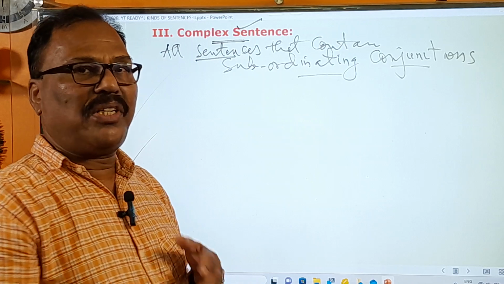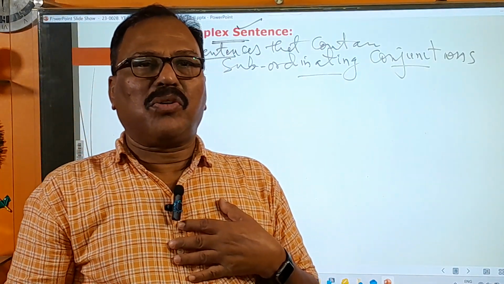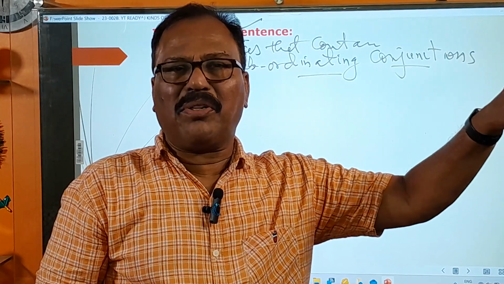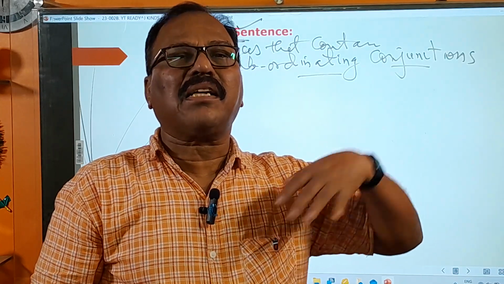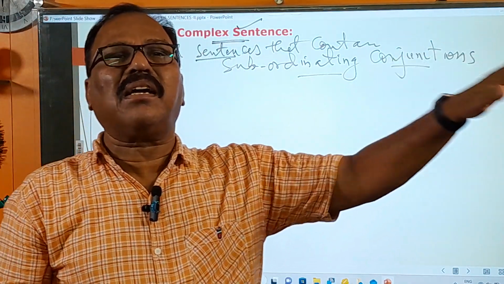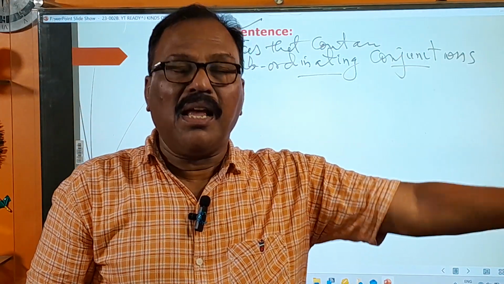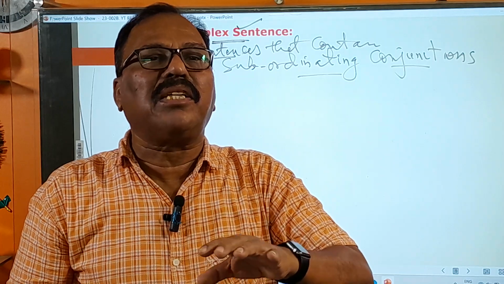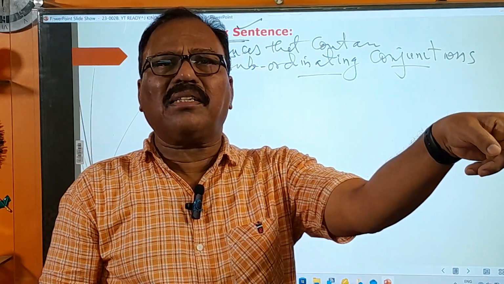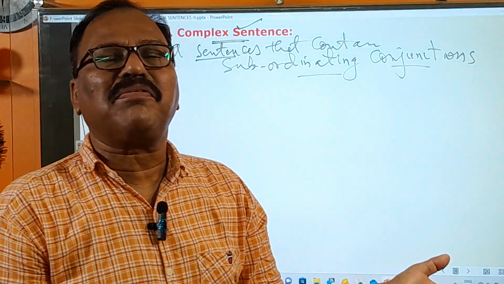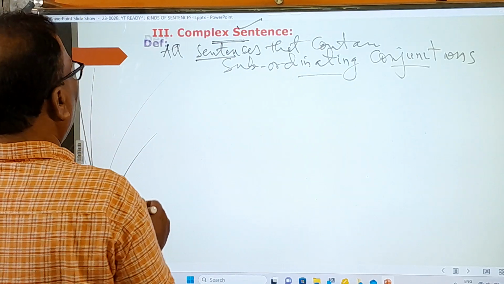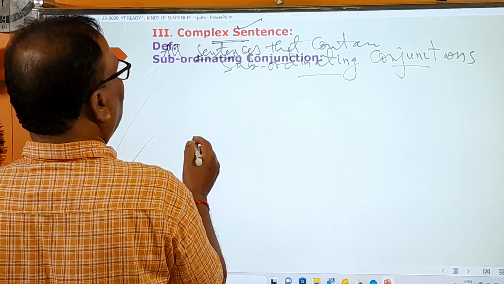Now you have understood three things. Compound sentences are sentences containing coordinating conjunctions. Complex sentences are sentences containing subordinating conjunctions. And all other sentences that contain neither coordinating nor subordinating conjunctions are simple sentences. Very simple. And here let us learn the list of subordinating conjunctions.